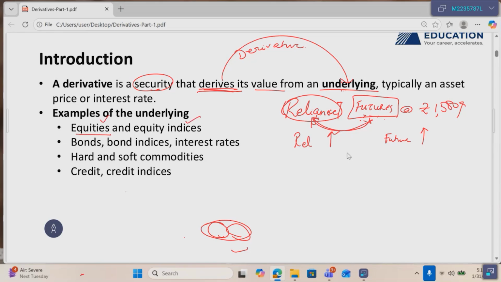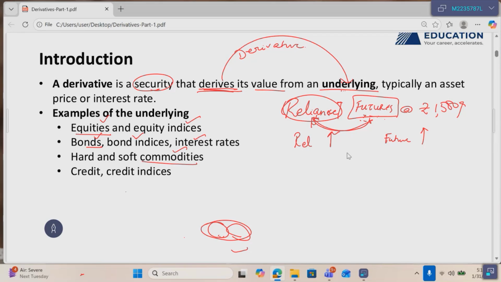I could take a derivative of the Nifty, the Nifty index going up or down. It could be bond indices, it could be interest rates also. It could be commodities also. I could say onions, tomatoes. It could be metals, gold, silver. I could have derivatives on that price. Silver price goes up, the futures value goes up. The futures contract depends on the value of gold and silver, right?